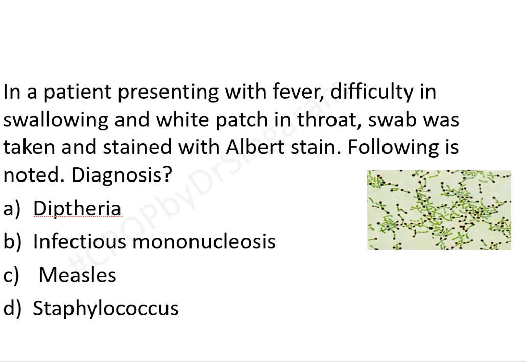In a patient presenting with fever, difficulty in swallowing, and a white patch in the throat, swab was taken and stained with Albert stain. Following finding is noted. What is the diagnosis? Albert stain is a special stain. Okay. And what do you see in the picture? You see a picture which has got something like rods. And at the end of that, what you can see is some different color. The main picture is greenish in color, but at the end there are some dots which are actually purplish in color. So that means that part is different from the rest of the thing.